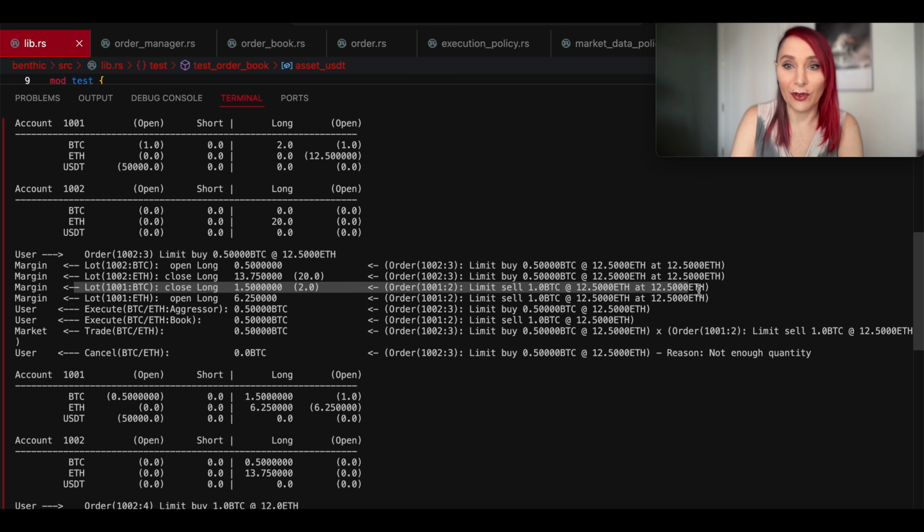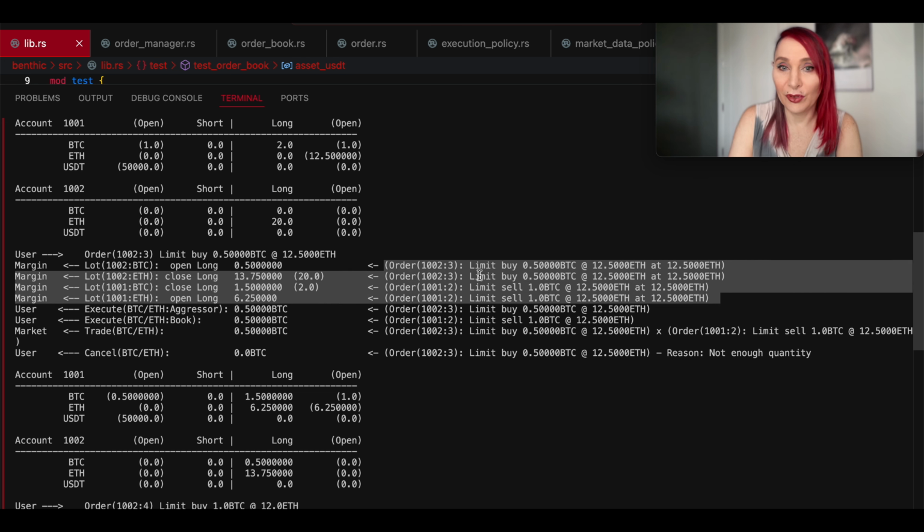But there's also lots matched for user 1 because the transaction is between the 2 users. So user 1 will close a lot of Bitcoin. There was a lot of quantity 2 and quantity half Bitcoin is closed. So now we have left 1.5 of Bitcoin for user 1. And this is the order. You can see that this is a different order than this one. So you see, these are 2 different orders. They were matched against each other.